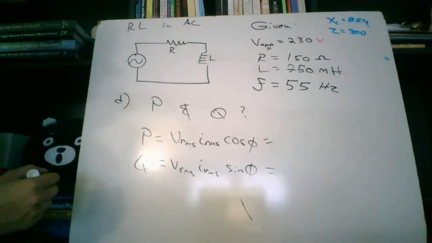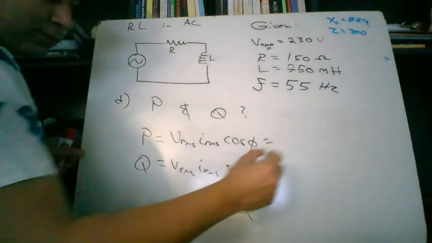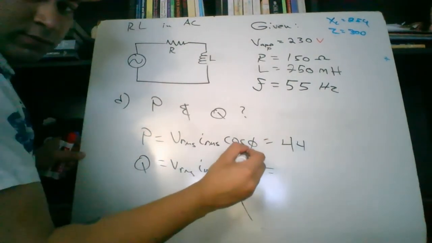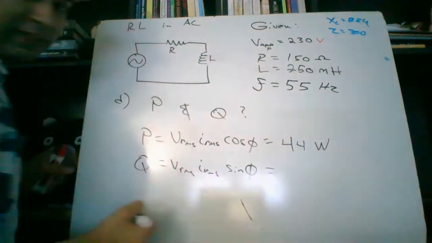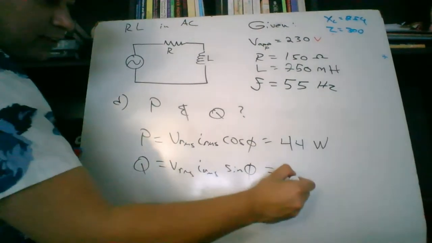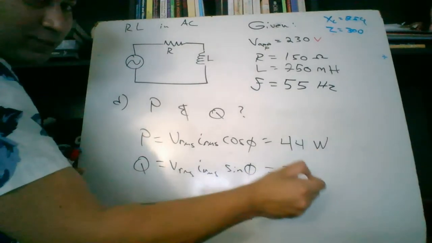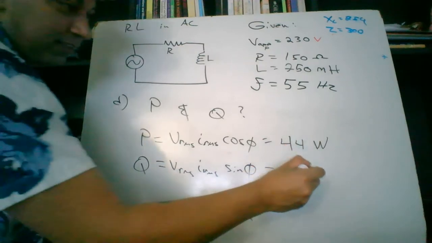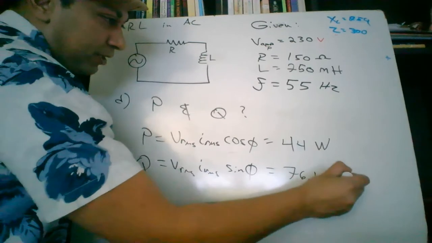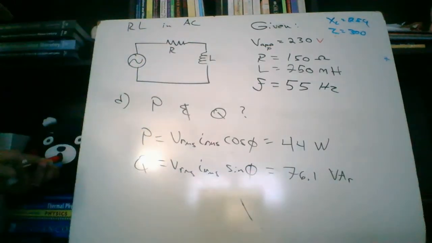What were our answers? I'm going to get 44. Yeah, 44 watts. And Q is going to be 76.1 volt ampere reactive. Good. And then the last question is, what is S?